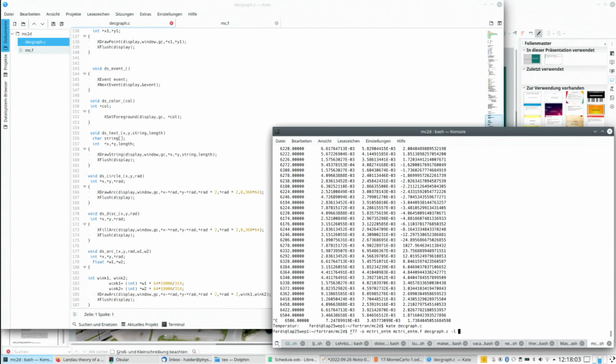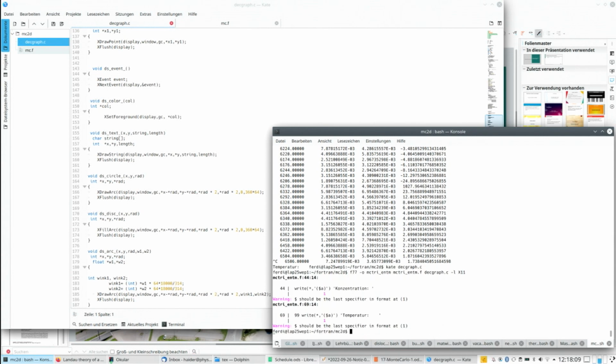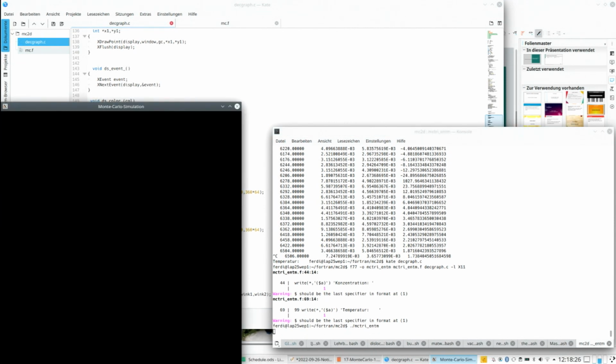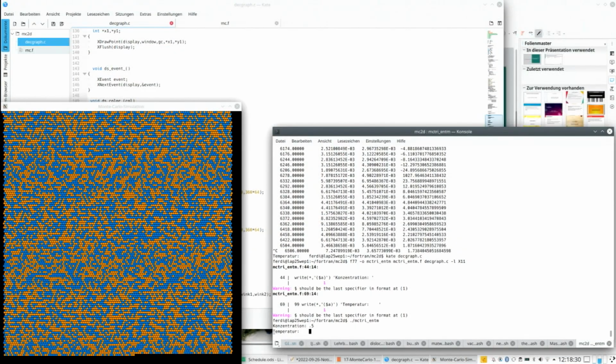And here at the end you have to give this library X11. I hope it works. Okay, there are two warnings, because somehow this Fortran syntax changed a bit over the many years, but we can check. Yeah, works.